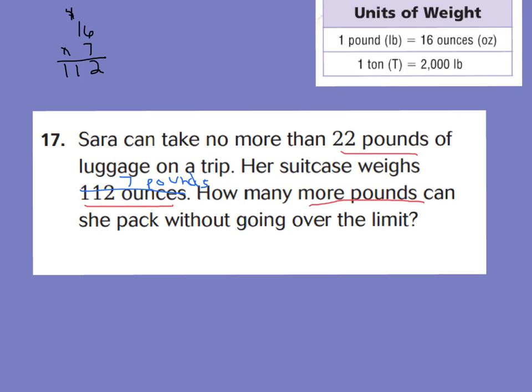So the question says, Sarah can take no more than 22 pounds of luggage on a trip. Her suitcase weighs 7 pounds. How many more pounds can she pack without going over the limit? How many more tells me I want to subtract. So we should have 22 pounds minus 7 pounds. And if you regroup your tens, you will have 15 pounds total left over without going over the limit.